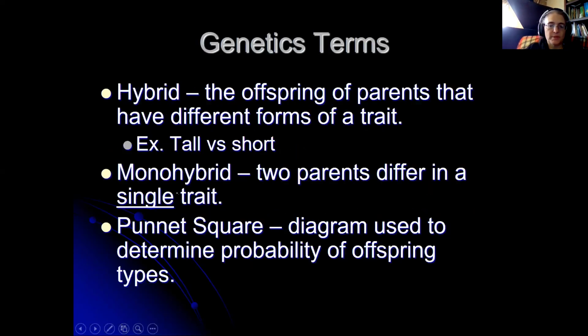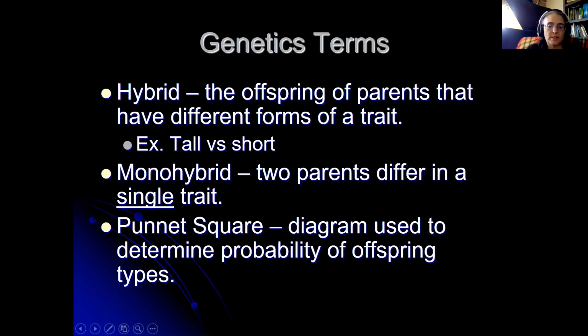Tall versus short's another one given here. Monohybrid is where the two parents differ in a single trait. Typically, they may differ in more, but we're only following one trait. We're only interested in our breeding program in one trait. We also have other terms that we'll get to later, of dihybrid and trihybrid and things like that. I probably won't talk about trihybrid.